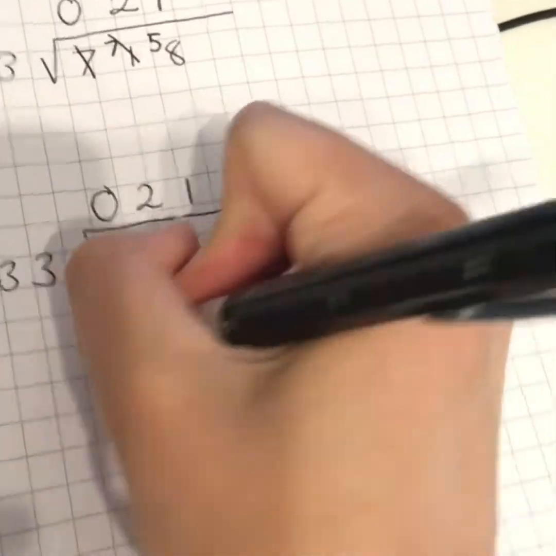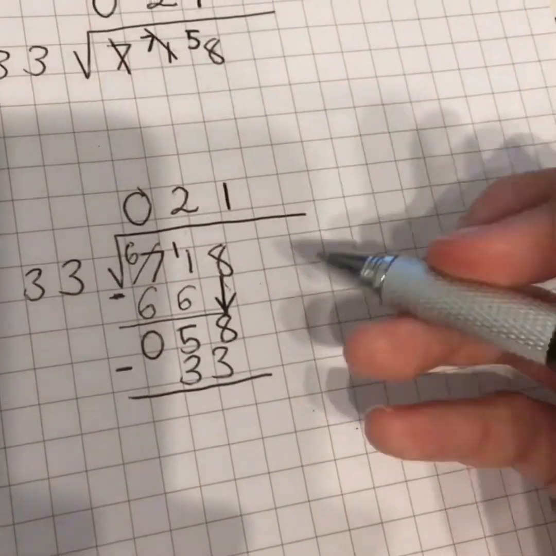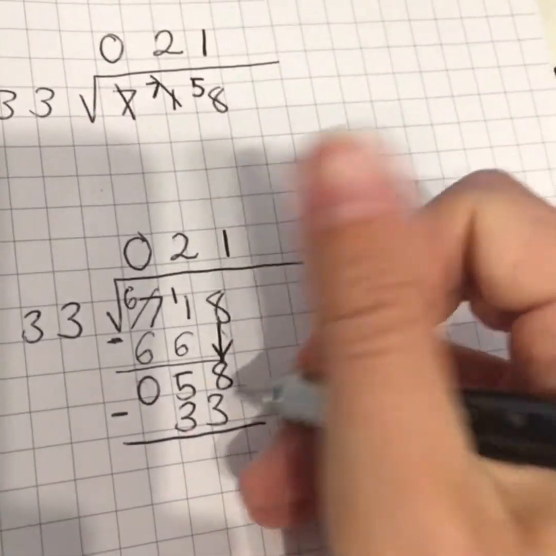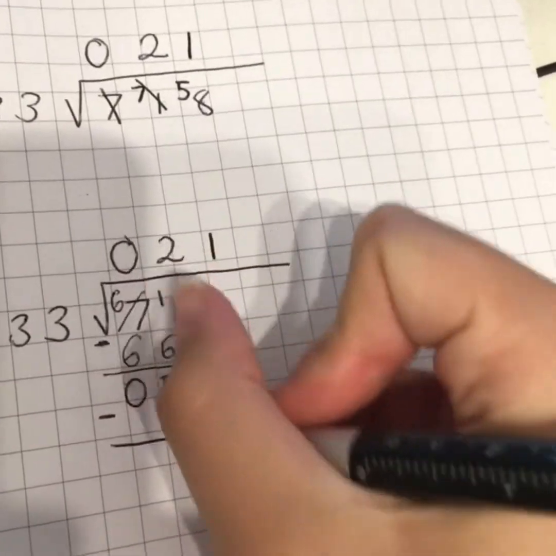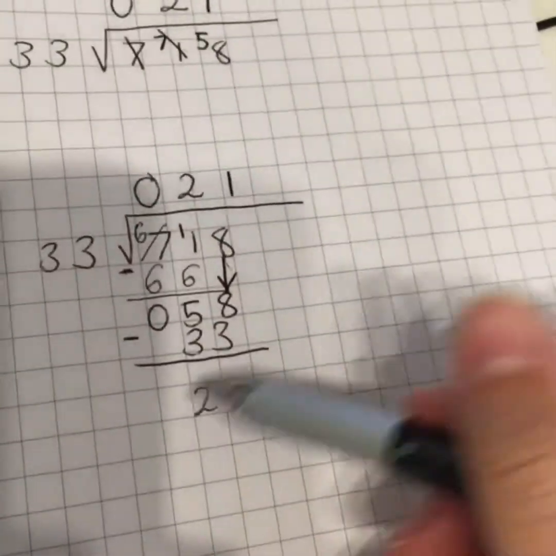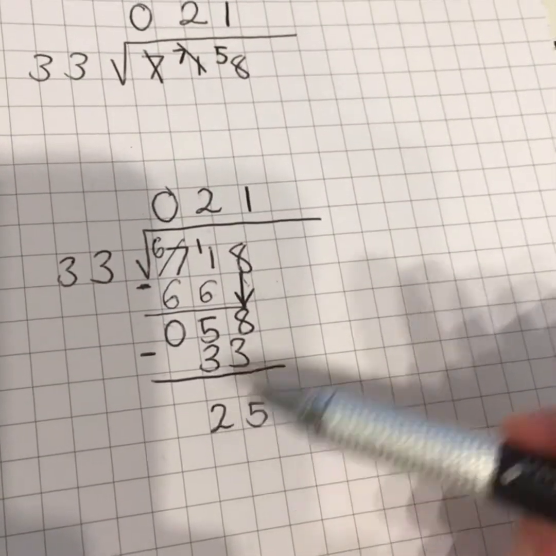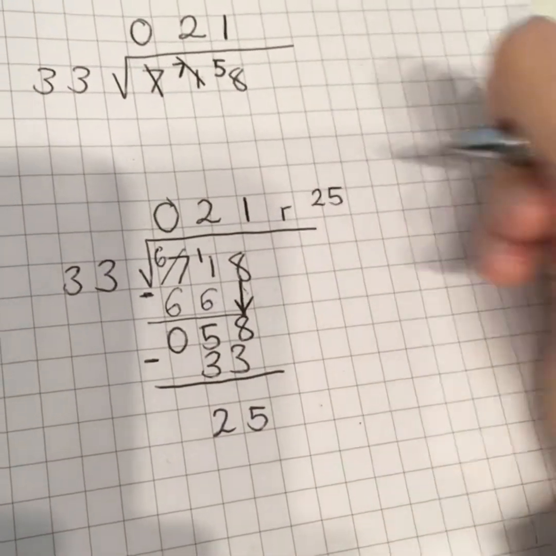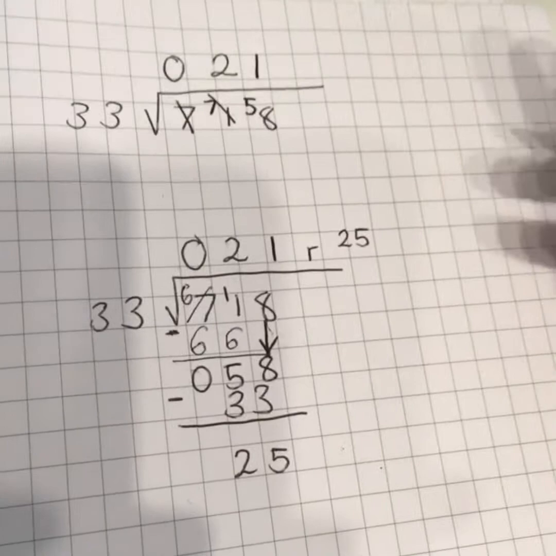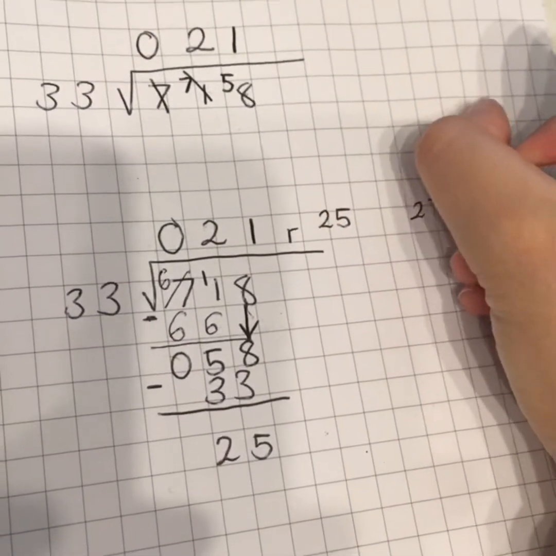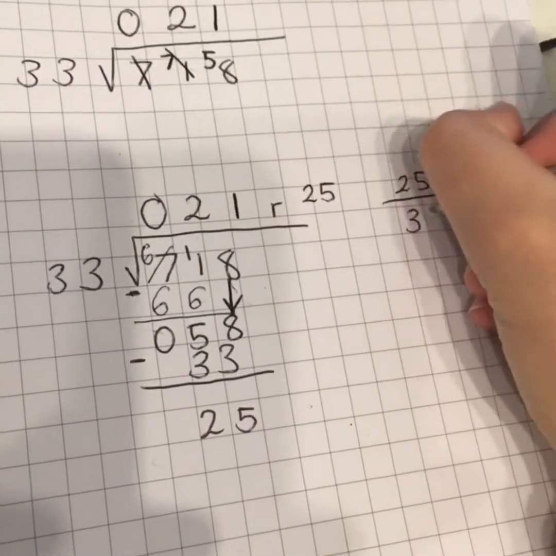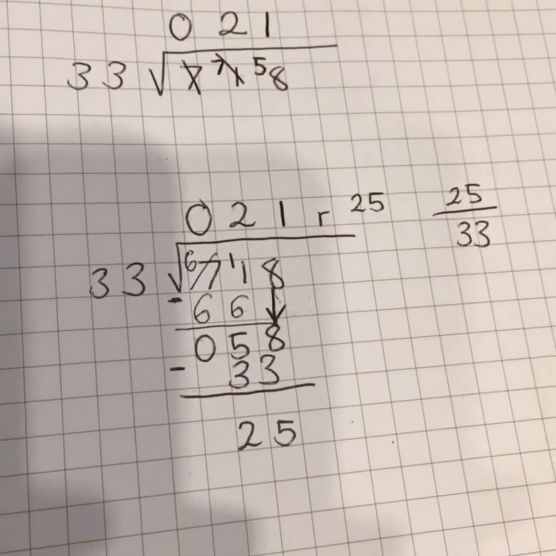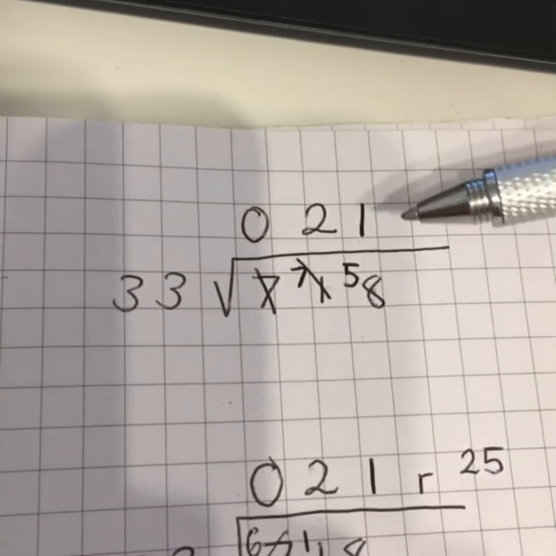So again, here I need to find the difference. I need to find what's left over. Same here, but here I'm going to do it in my head. So 8 take away 3 is 5. 5 take away 3 is 2. So I've got 25 ones left over. So I can write this as remainder 25. Or I can write it as a fraction. So 25 over 33. I could do it as a decimal, but I'm not going to confuse us by going there today. Hopefully here you'll see we do the same thing.